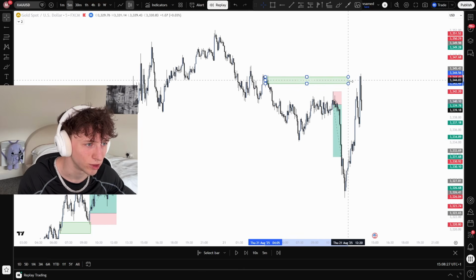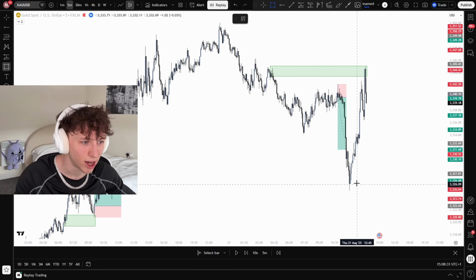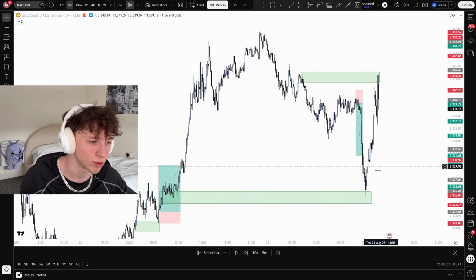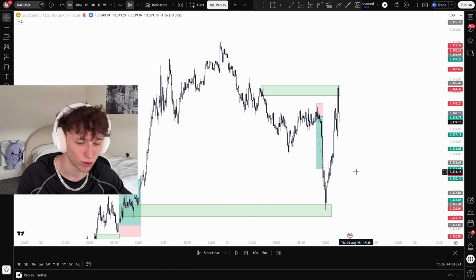So if this supply was, for example, up here and we're currently reacting from the supply after reaching this overall area, I'm not going to take it anymore because we've shown that we're reacting from an overall structure level and I'm just no longer confident in the trend.